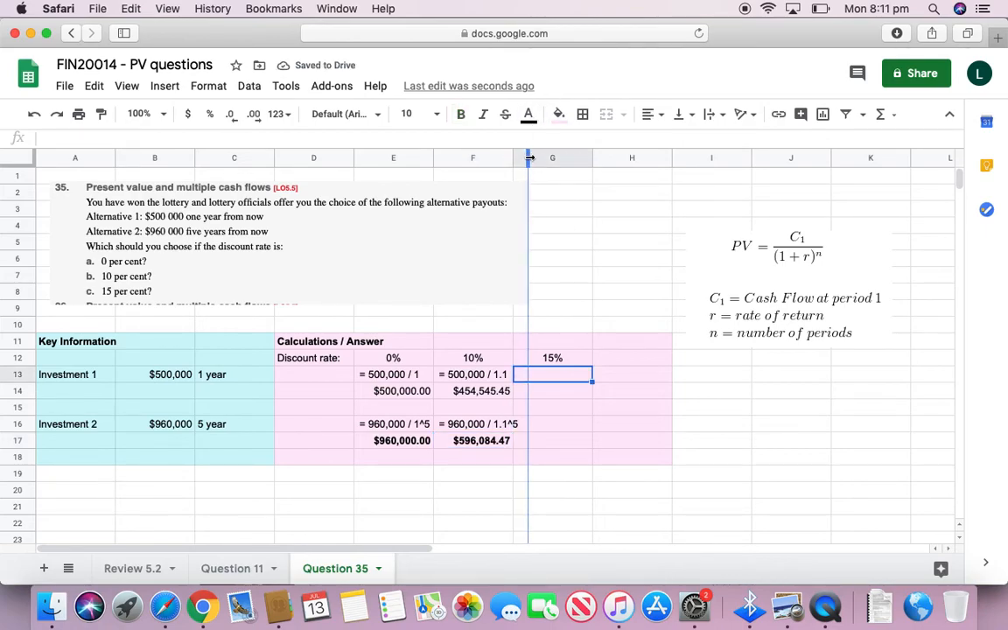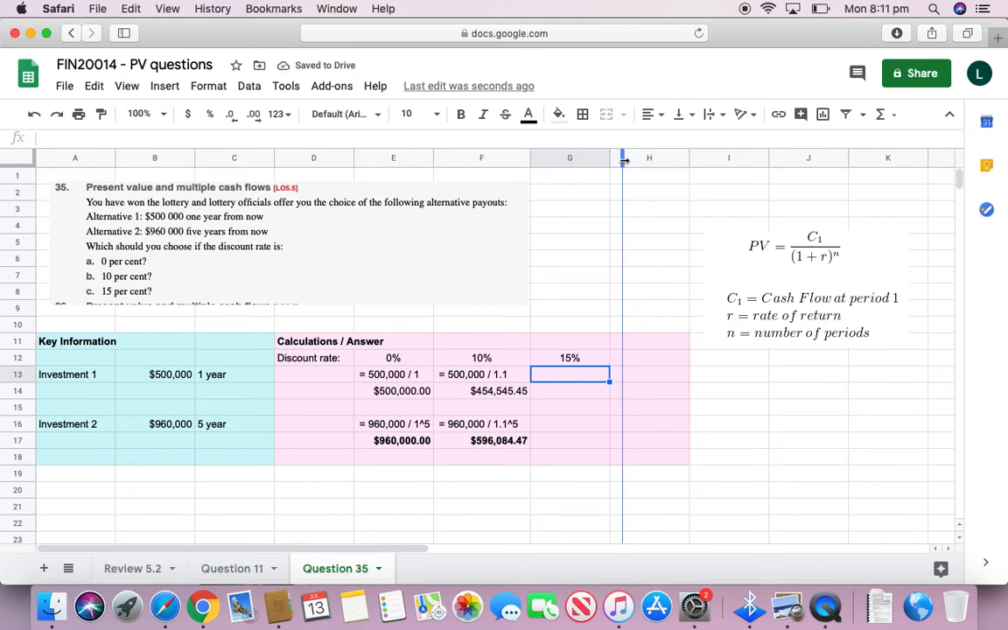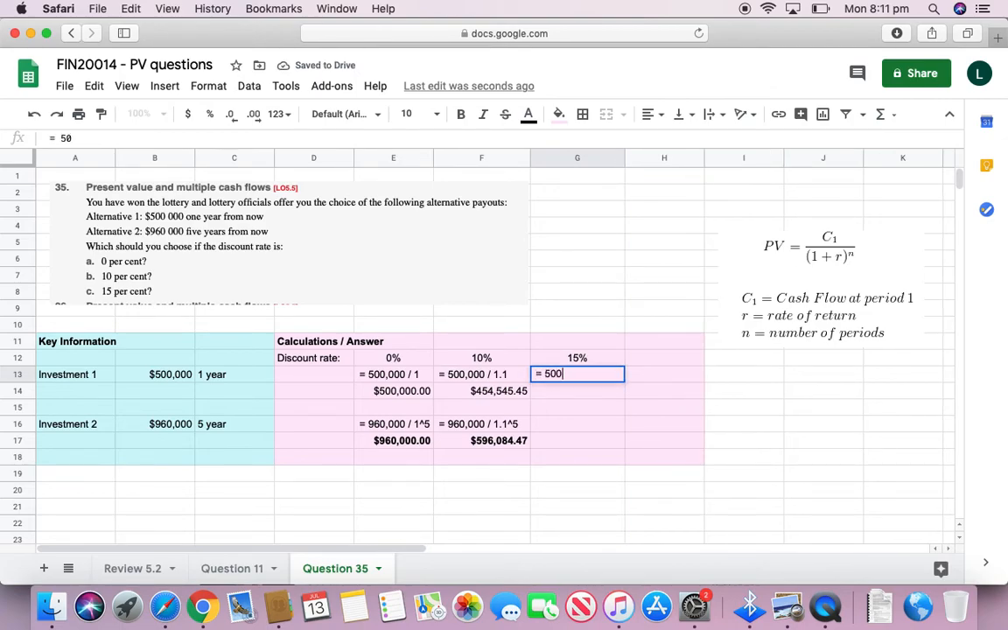Let's do the 15% one. Bring this over so you can see everything. So our 15% one is 500 over 1.15. We don't need to power it to anything. So 500 over 1.15 is 434,000. Let's do the 960 over 1.15 to the power of 5, because it's 5 years. Let's do the math. 477,000. Which one do we want? We want investment B. There we go.